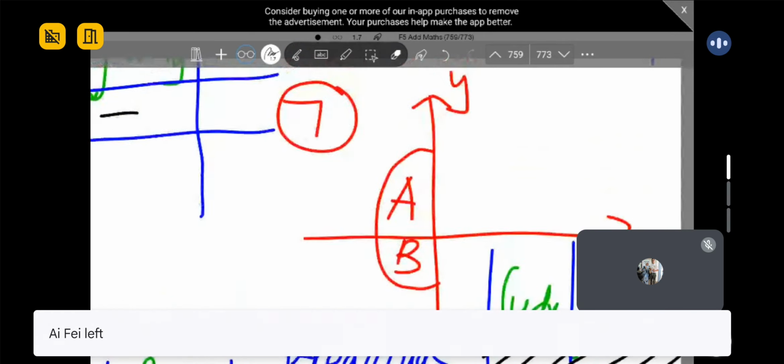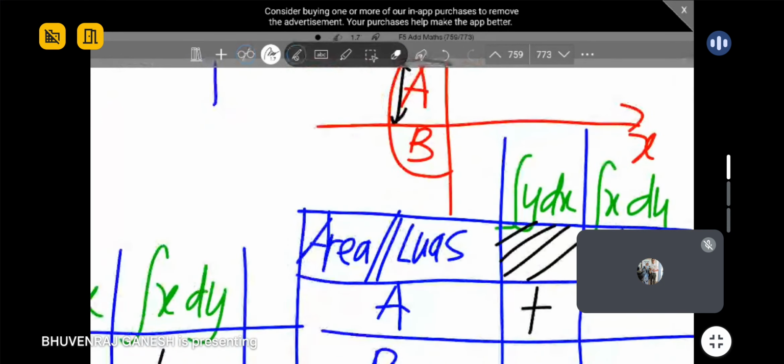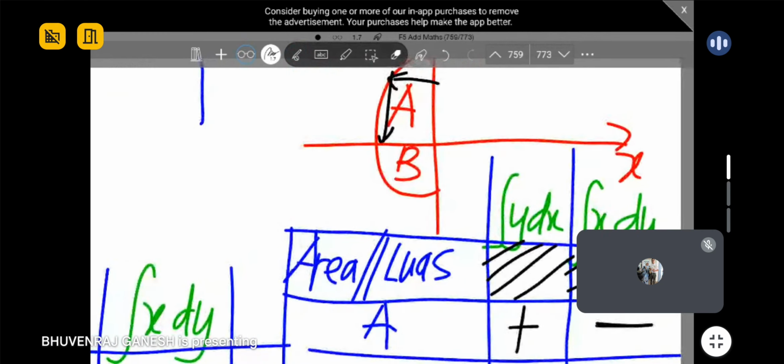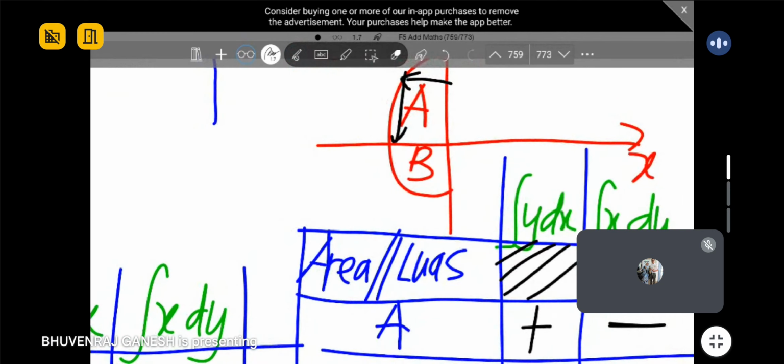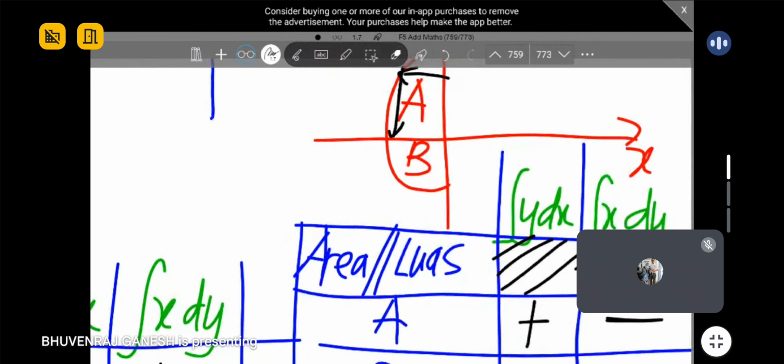Okay, so for x dy, you will substitute the limit on the y-axis. Am I right? So you will get a negative value of x. So x will be negative for this one. Understand? So for area A, it is positive or negative if you integrate towards the x-axis or the y-axis.